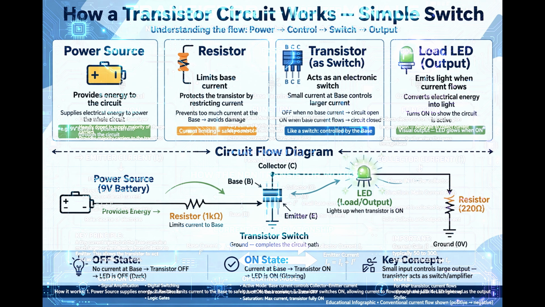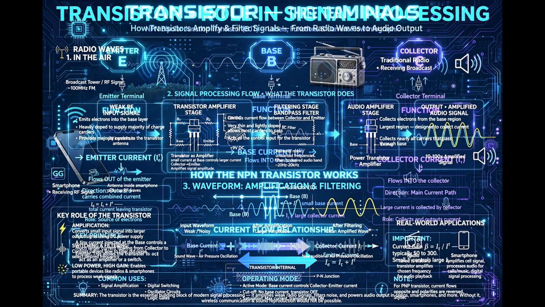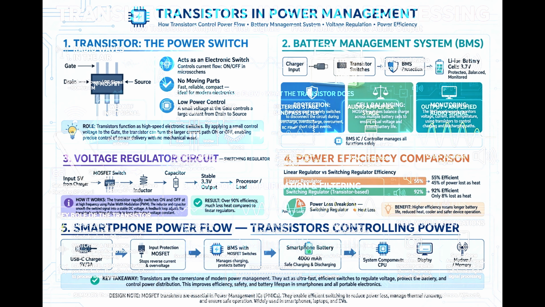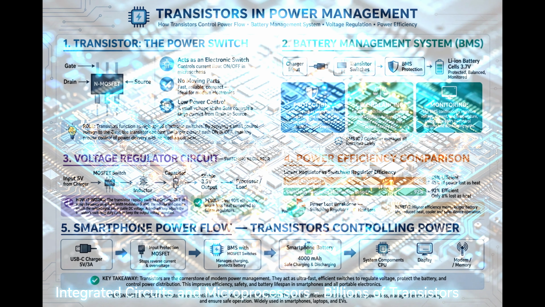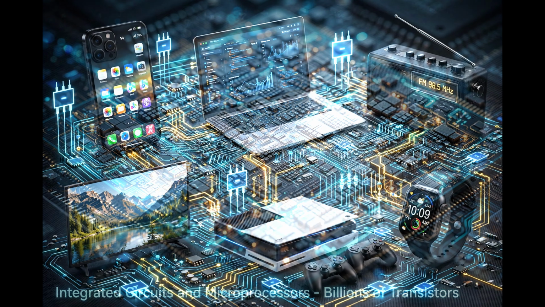Applications of transistors in electronic devices. Discuss where transistors are used in everyday electronics: smartphones, computers, radios, and other devices. Mention advances made possible by transistors, like integrated circuits, ICs, and microprocessors. Emphasize the role of transistors in power management and signal processing.